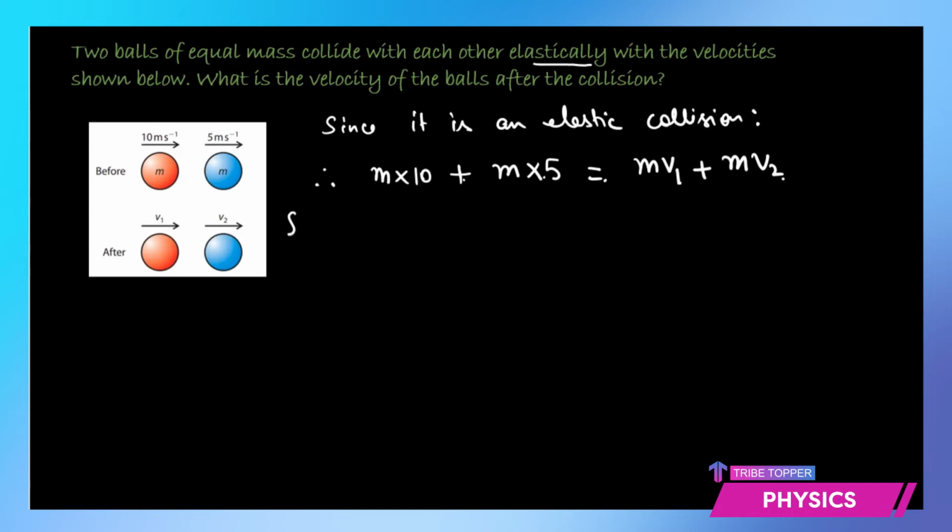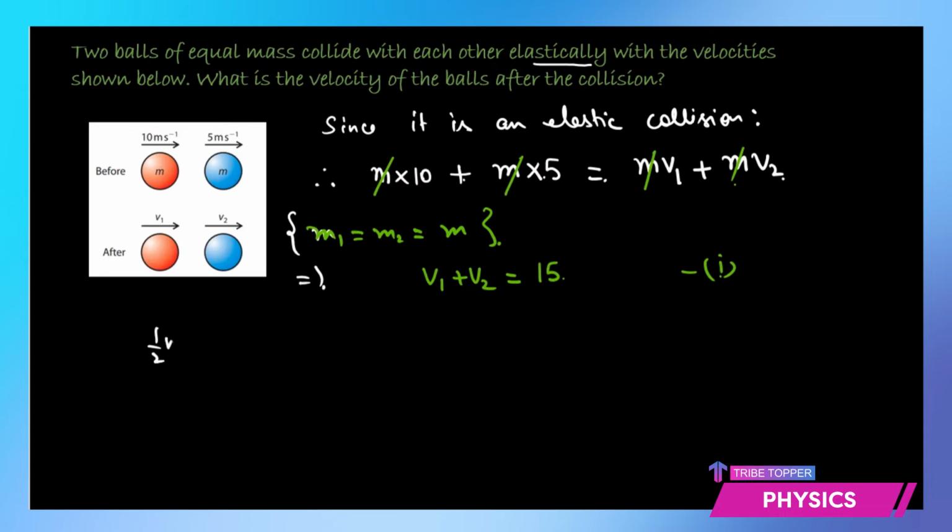Here the masses are the same, but the velocities have changed. You can see your mass m is common throughout, so we can cancel it out. You have one simple equation: v1 plus v2 is equal to 10 plus 5, that's 15. That's your first equation. The other equation we'll get from the conservation of energy.